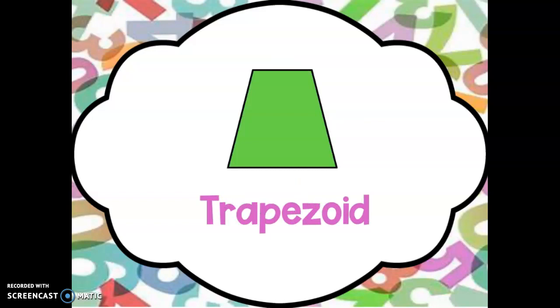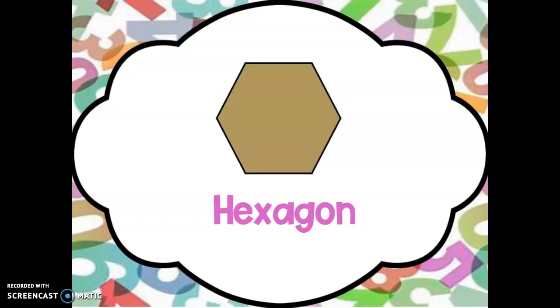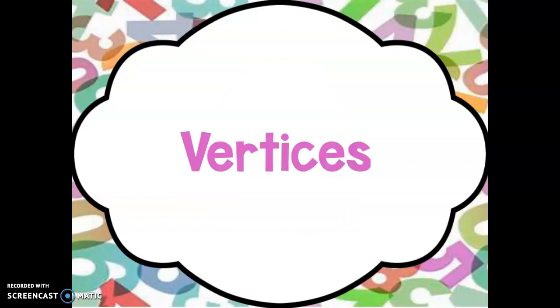Trapezoid, Pentagon, Hexagon. Those are some big words, and those shapes only the older kids use. So you guys are already very, very smart by knowing these shapes. Now, let's talk about vertices. Vertices sounds like something very strange, but really it's something really, really simple. Let's learn all about vertices.